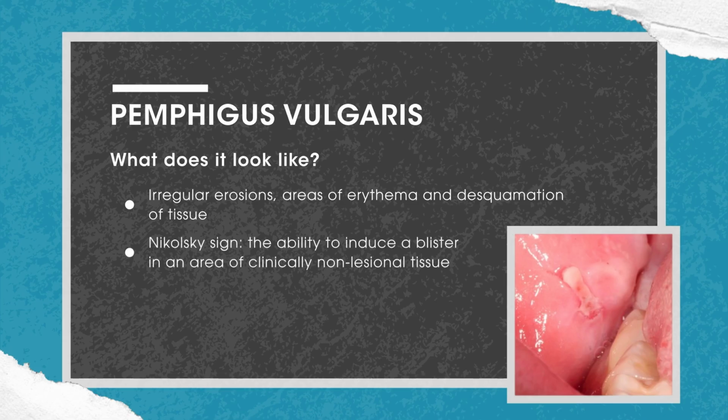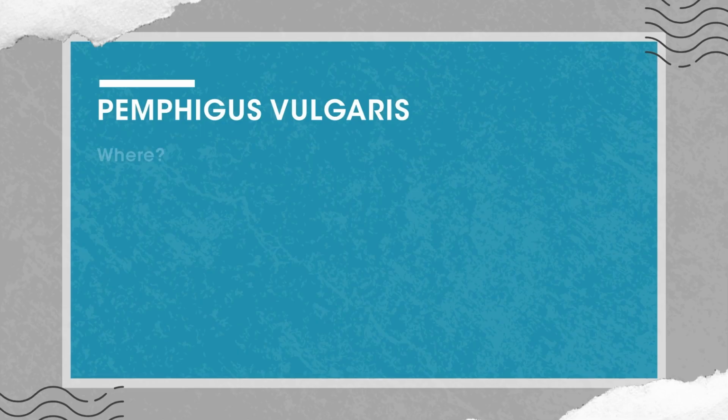A Nikolsky sign is the ability to induce a blister in an area of clinically non-lesional tissue. So an area that may be adjacent to an ulceration or an area of more marked redness. If you put a little bit of pressure in that area, you can actually induce a blister and cause that tissue to completely desquamate.